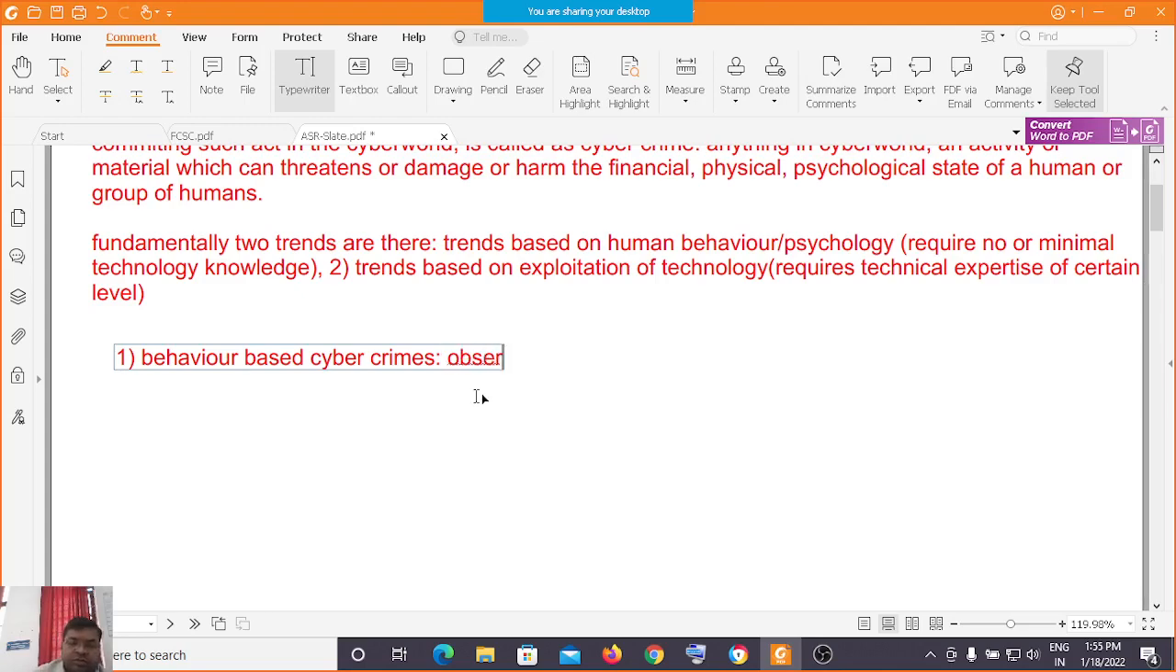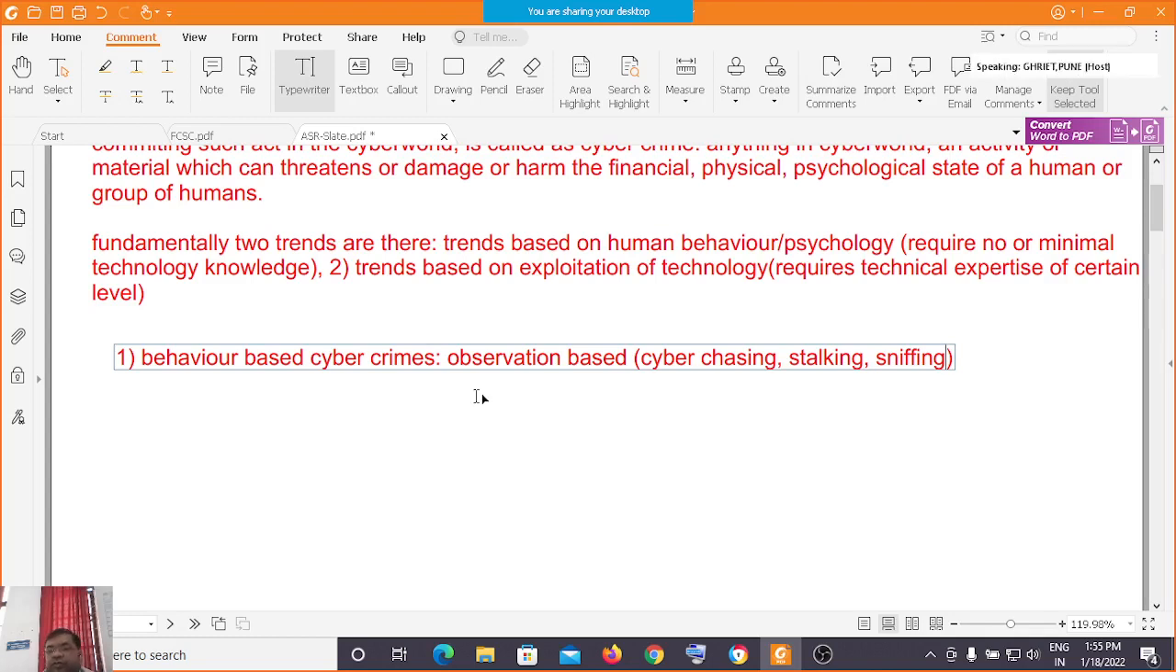One is observation based. You can call it cyber chasing, which is sometimes also called stalking, or sniffing. For example, suppose you have an account on Facebook, and someone has sent you a friend request, and you found that there are two common friends with this person. So you accepted that friend request. But this person never sends any message to you thereafter. They simply go on checking what you are doing on Facebook, to find out whether you are at home or somewhere else, and likewise.